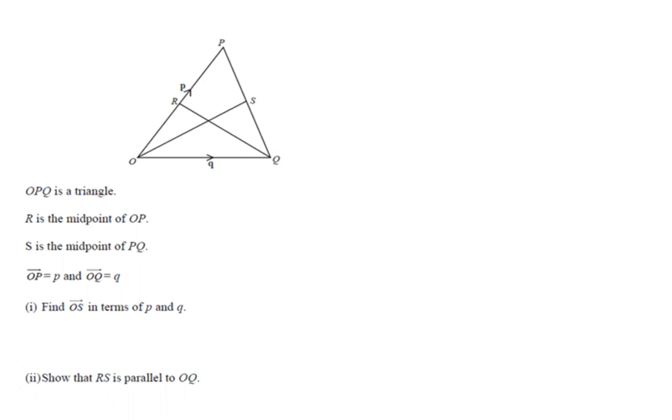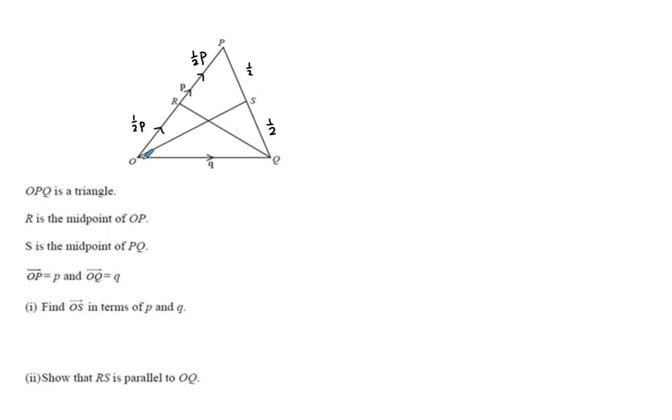OPQ is a triangle. R is the midpoint of OP. So then if that whole thing is P, then that is half P, and that is half P. I'll just draw some more arrows so it's really obvious. S is the midpoint of PQ. Again, we don't have a vector, so we'll just put half, half. And OP is P, and OQ is Q. Find OS.